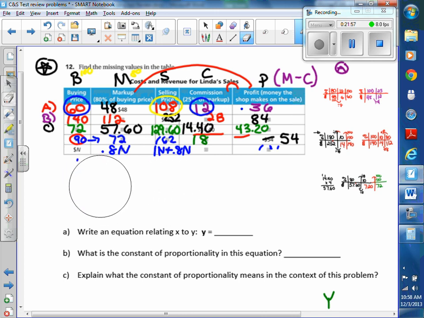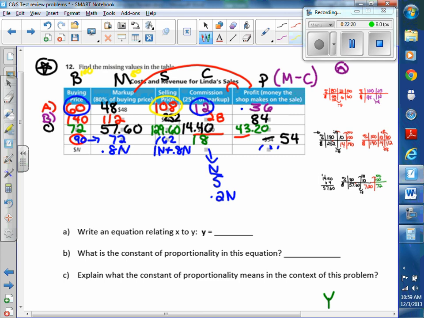Erases work here. So you could write in this row N over 5, or that's the same as 20% of N. Okay. So big homework problem, but it was really the only big homework problem. Good test review problem.